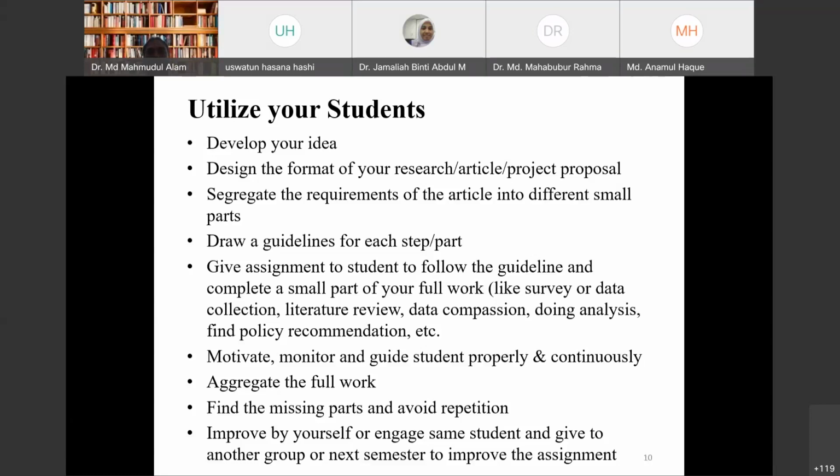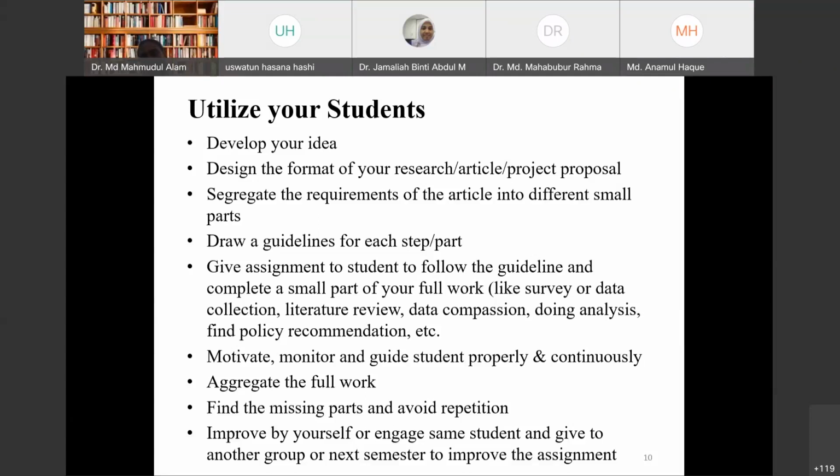So then you can aggregate the full work. Then you look at what the missing part is, what is missing in the whole work. So you fill up the missing part, look at the repetitions, avoid the repetition, arrange it, and make it a good article. Then next semester, give it to another group of students. They work on the unfinished work that was finished by the previous group. So they work on it and update based on this work. You give them this work and say, okay, these are the missing things, link and include this one and integrate here and create the knowledge. So this student also gets the idea.